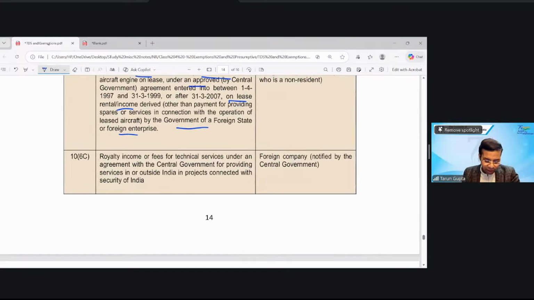Royalty income or FTS under an agreement with the Central Government for providing services in or outside India in projects connected with the security of India. If any royalty or FTS is being paid by the government to the foreign company, and such royalty and FTS is paid in connection with any security project of India, then such income shall be exempt in the hands of the foreign company. Okay.